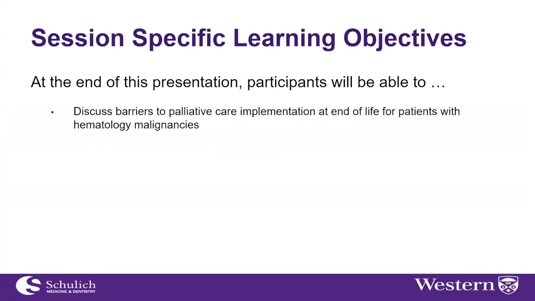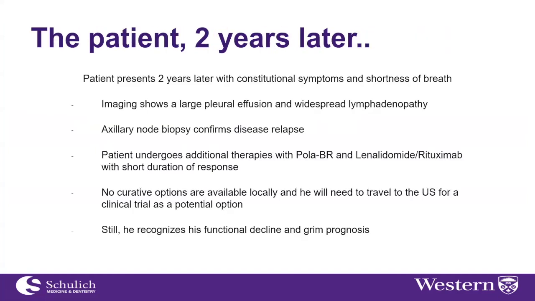And so learning objectives, this is to discuss barriers to palliative care implementation at end of life for patients with hematologic malignancies. In terms of the case check-in, the patient now presents 2 years later with constitutional symptoms and shortness of breath. Imaging shows a large pleural effusion and widespread lymphadenopathy. Axillary lymph node biopsy confirms disease relapse. The patient undergoes additional therapies and was given polatuzumab with bendamustine and rituximab, and lenalidomide and rituximab, but only had a short duration of response. No curative options are left available locally, and he will need to travel to the US for a clinical trial as a potential option. Still, he recognizes his functional decline and grim prognosis.